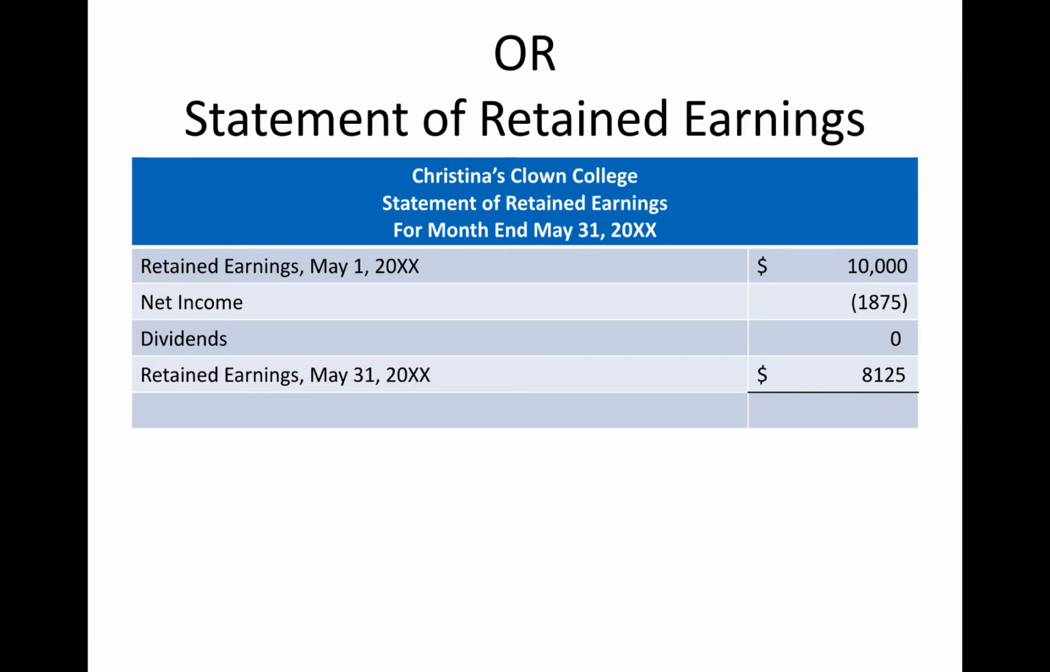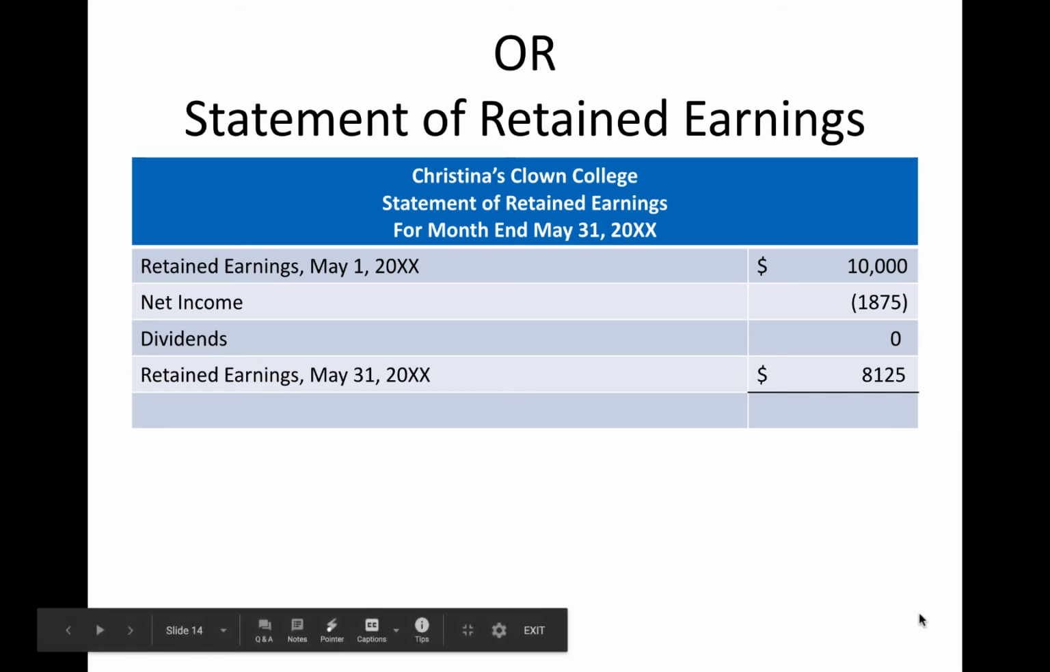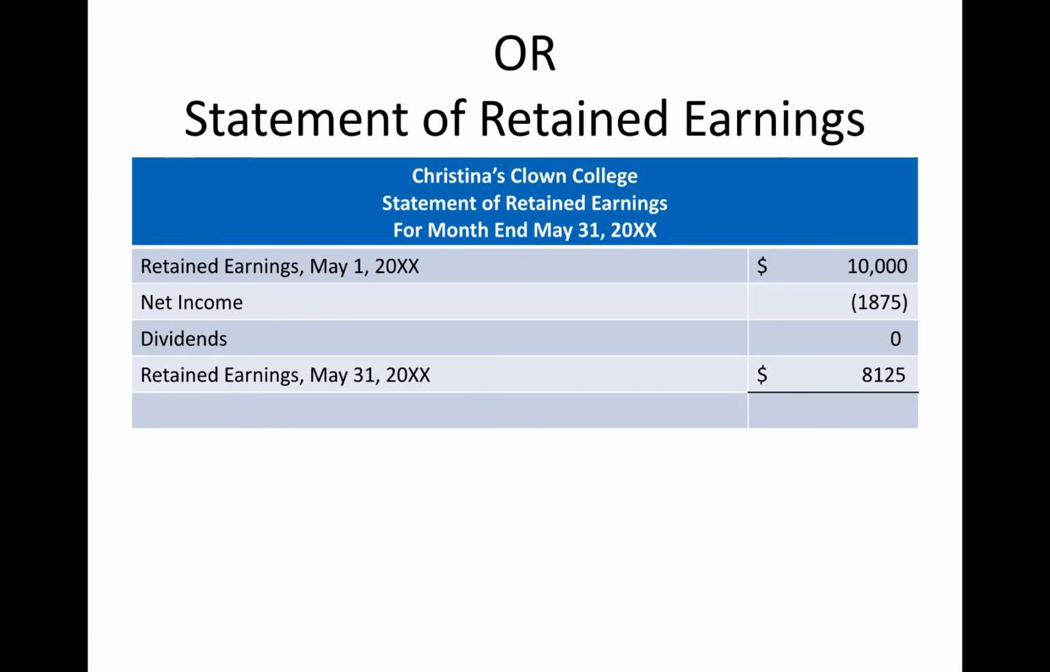If you are a corporation, then you are going to do what's called a statement of retained earnings. The statement of retained earnings basically shows the change in equity for the shareholders of the business over a period, on a month-to-month or year-to-year basis. So we start with our retained earnings at the first of the month. That's basically our capital. We add in net income, which here we're adding in our negative $1,875. Any dividends that we would pay out would be subtracted, and then that leaves us with our retained earnings at the end of the month, which is $8,125. Again, for the statement of owner's equity or the statement of retained earnings, you do one or the other, not both.